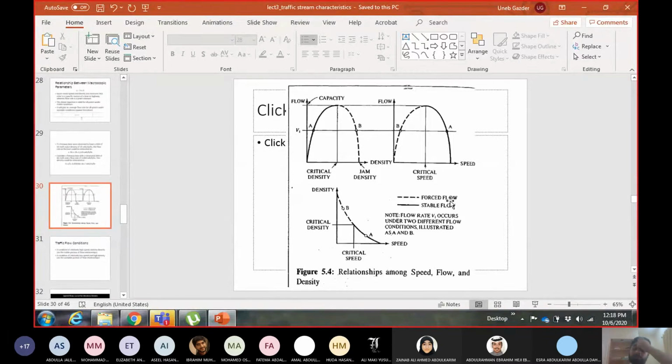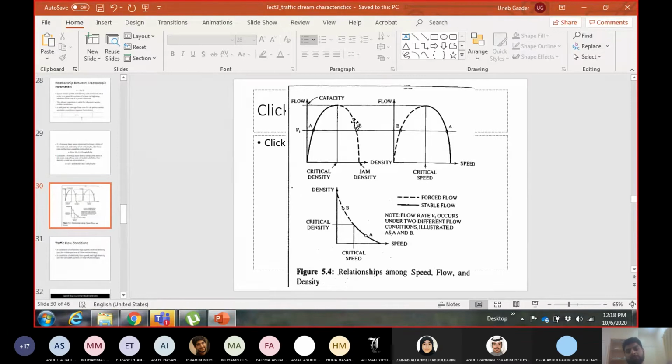Okay, so the density which you achieve when the flow is capacity is known as critical density. Okay, so when density is zero, you achieve maximum speed. I called it free flow speed. When density is maximum, I called it jam density. Okay, when the flow reaches maximum capacity, the density at that point is critical density, and the speed at that point is critical speed. Okay.